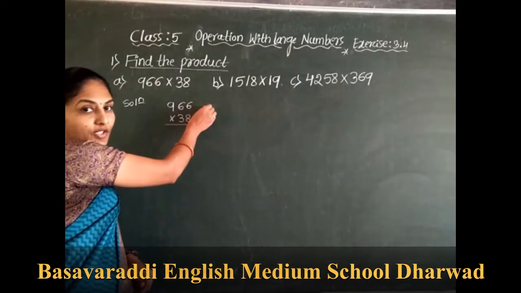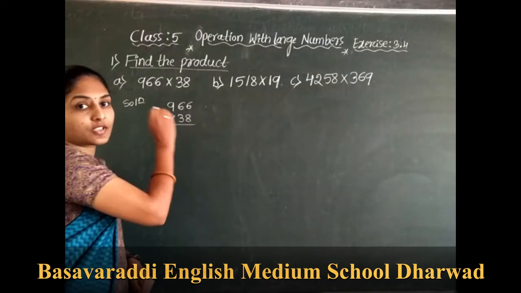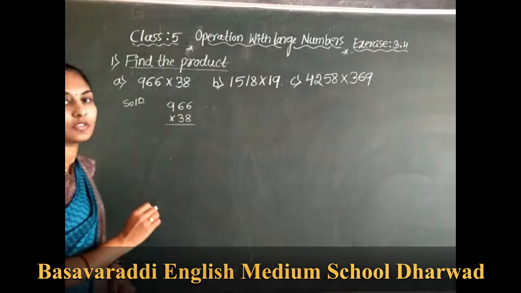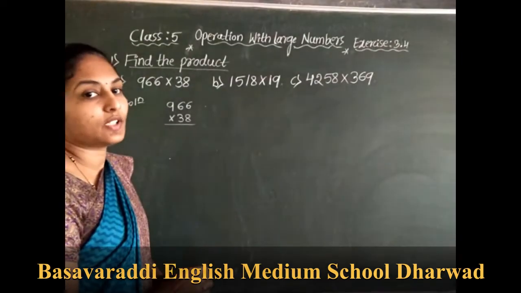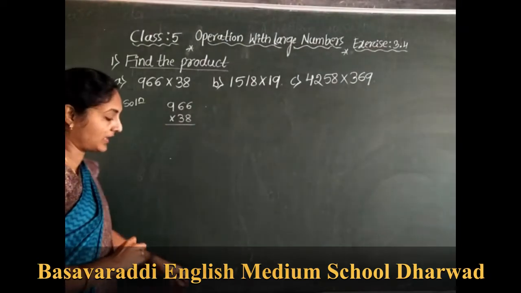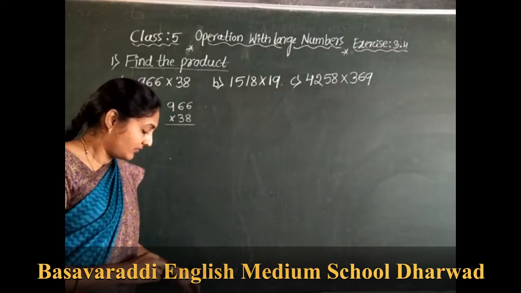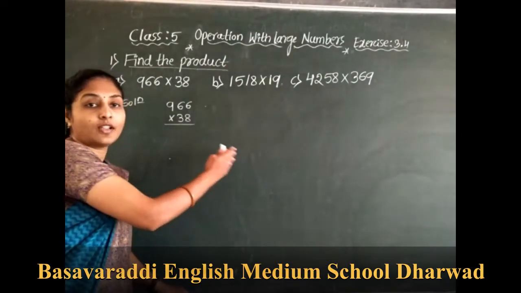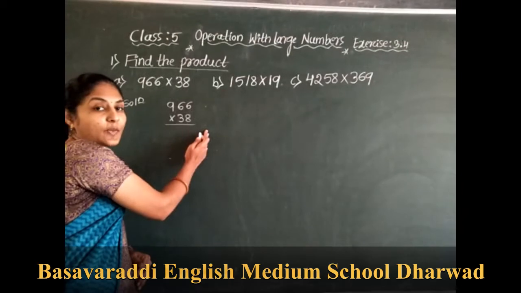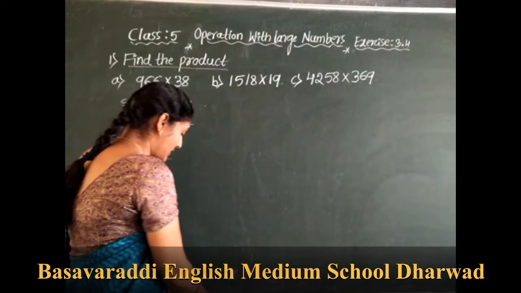Okay, we know what the multiplicand is, what the multiplier is, and what the product is. Now write the numbers one below the other. Yes, we wrote them already. Now do the multiplication. How to do the multiplication? From right to left, from the ones place to the higher places. Okay, let us do that.